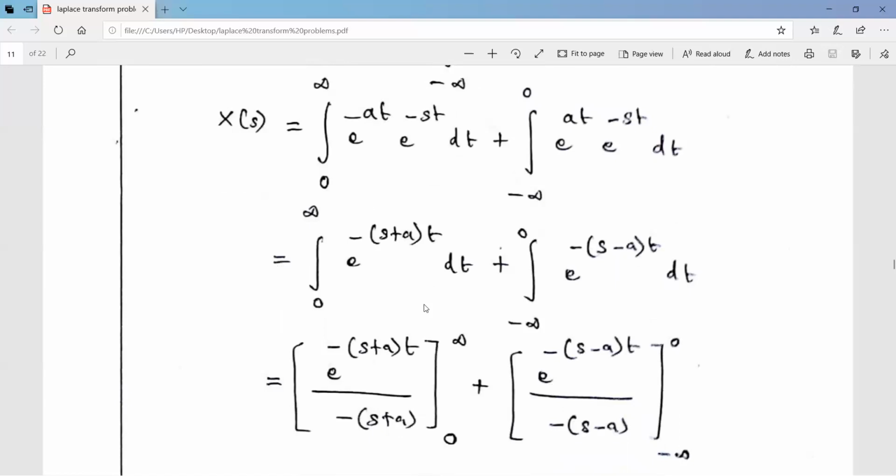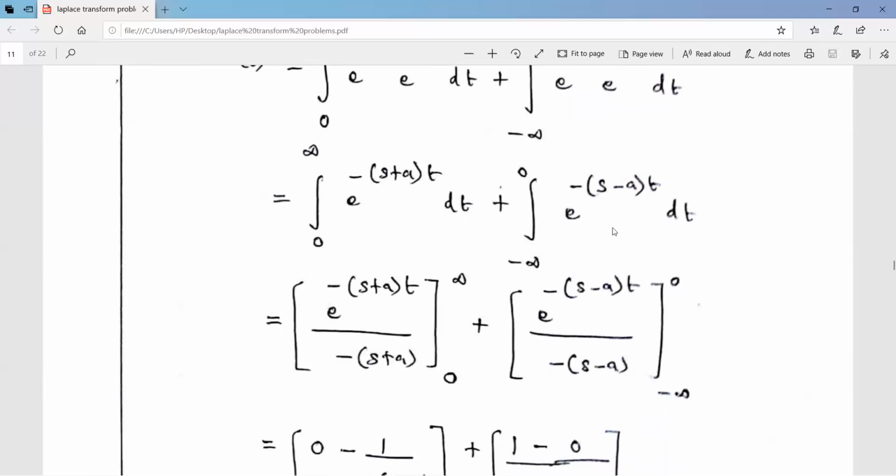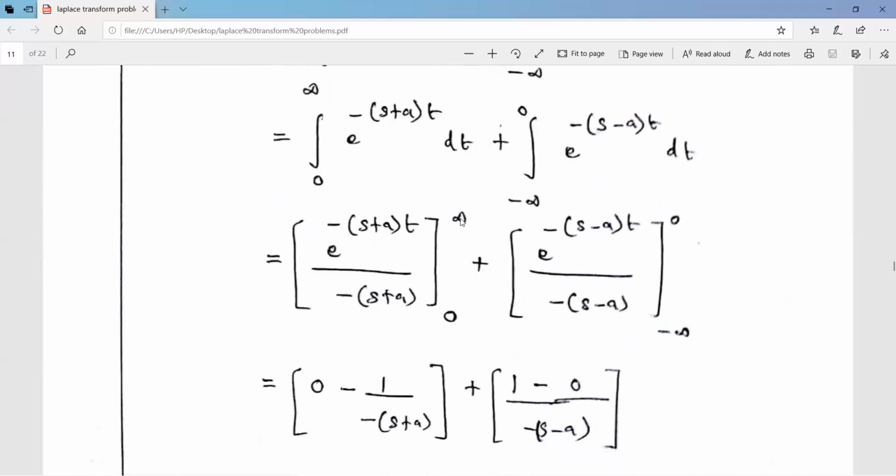Okay, so we have to integrate this term. If you are integrating this e power minus s plus a t, we will get e power minus s plus a t by minus of s plus a with the limit 0 to infinity. Similarly, if you are integrating this, we will get e power minus s minus a t by minus of s minus a with the limit minus infinity to 0. Okay, so if you are substituting the upper limit for this first term, we will get e power minus infinity, 0. Okay, so minus of, if you are substituting the lower limit, e power 0 is 1, divided by minus of s plus a.